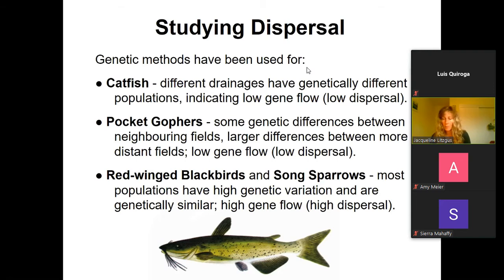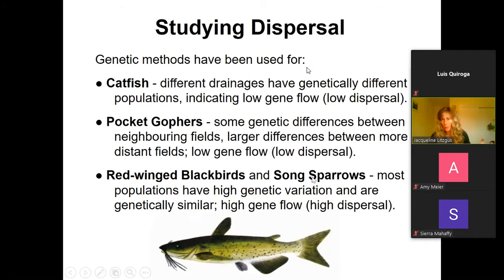So there's low dispersal. If you look at pocket gophers, for example, there can be some genetic differences between neighboring fields, and there are larger genetic differences between more distant areas, indicating that there's some gene flow locally, but it doesn't go very far. There's low dispersal at the more distant fields. This is an idea that's called isolation by distance. So the furthest away deme is going to be quite different than the more closely distanced demes to each other, okay?